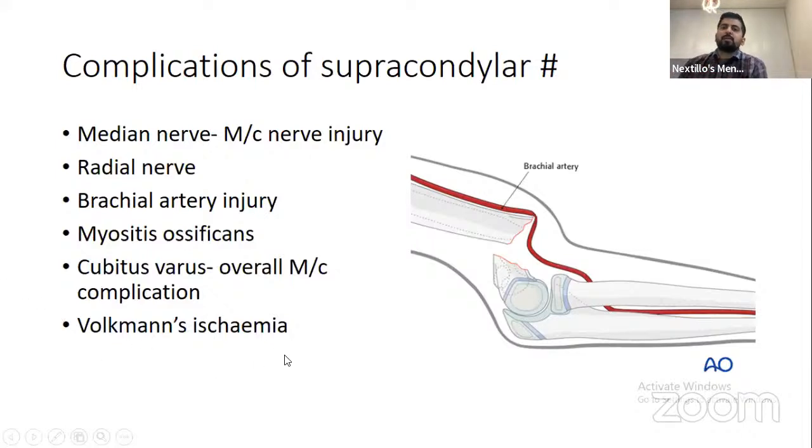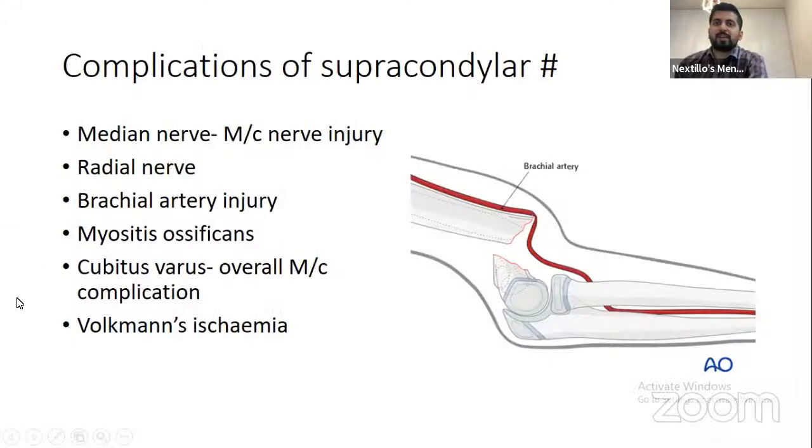Volkmann's ischemia. If you have heard about compartment syndrome, that is a syndrome in which there is ischemia of the muscles and the nerves. So can anybody tell me at what intracompartmental pressure does compartment syndrome occur? So if the compartment pressure is more than 30 millimeter of mercury, then compartment syndrome will occur. And if the compartment syndrome goes untreated, then something known as Volkmann's ischemia or Volkmann's ischemic contracture occurs, in which the forearm compartment muscles die and leave the hand useless.